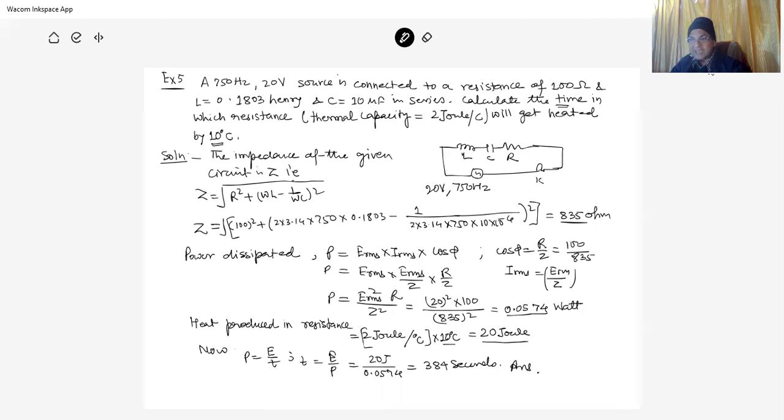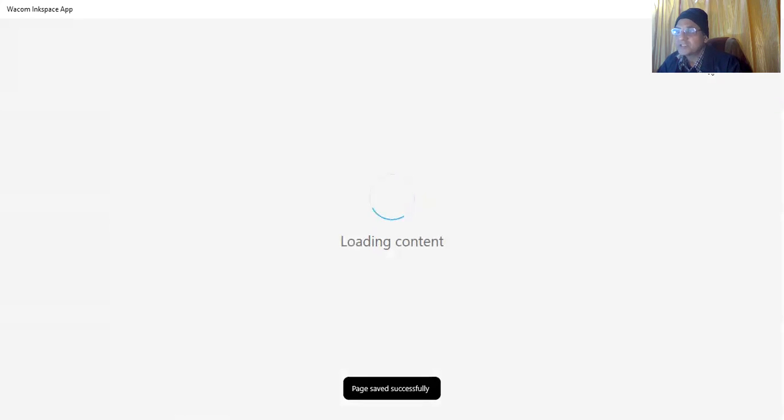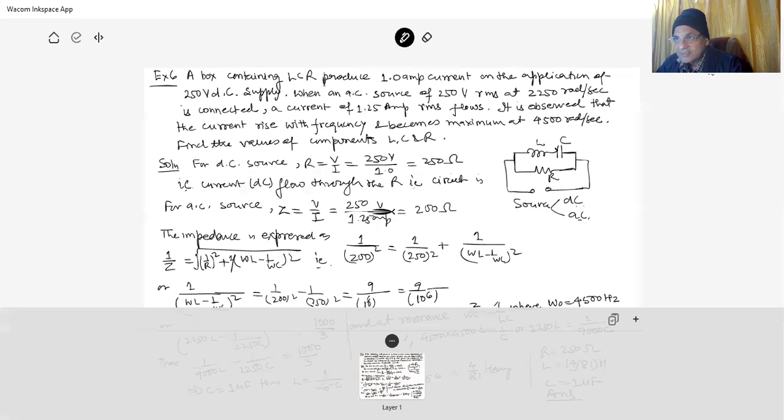So how much time? P is E by T, so time T is equal to E over P. So 20 joule divided by 0.0574. So 384 seconds is required to raise the temperature of the capacitor by 10 degrees Celsius. So this is the point.